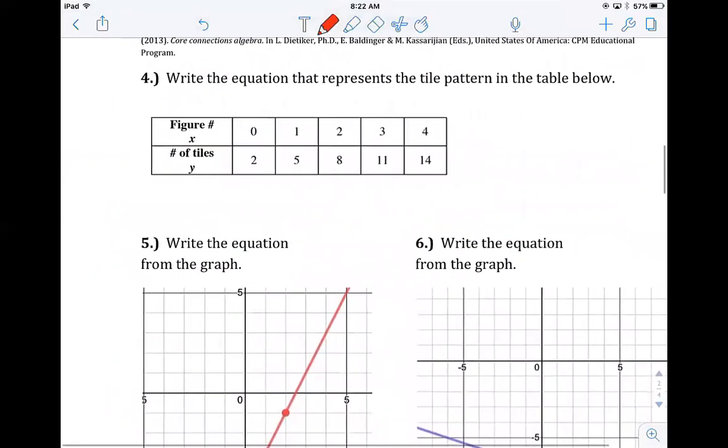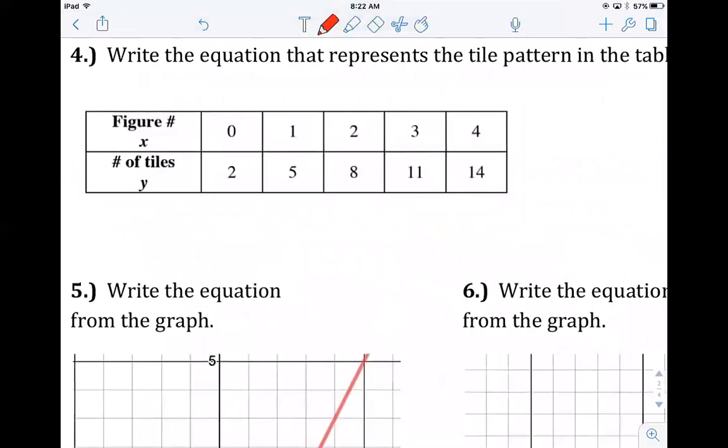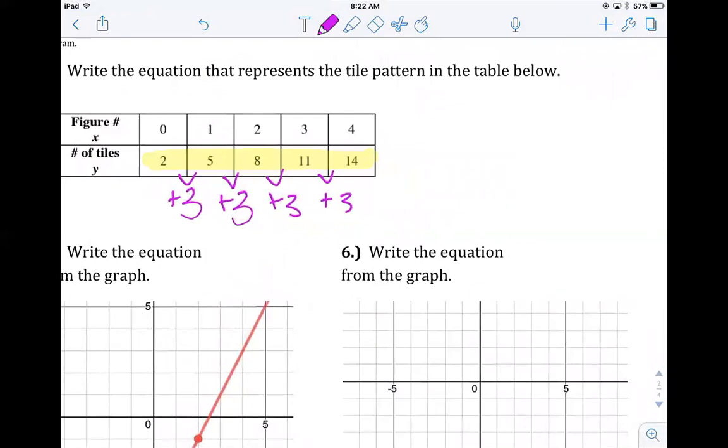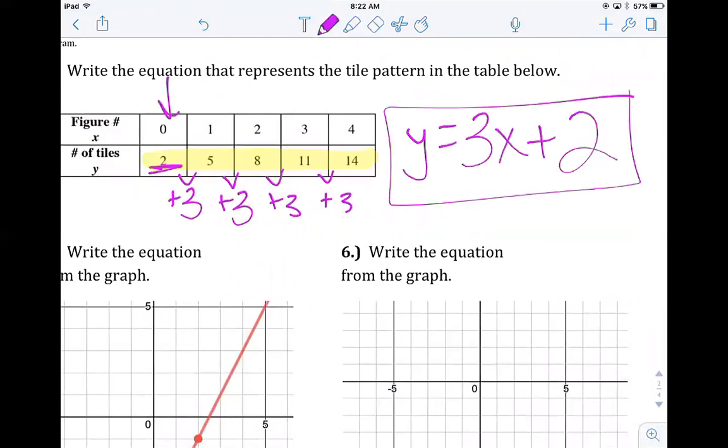For number 4, same idea. We have our X, we have our Y. We're going to focus on our Y values first. We want to see how it is increasing each time. From 2 to 5, we're adding 3, 5 to 8, 3. So you can see that we're adding 3 each time. So we will start our equation, Y equals 3X plus, and then we want to find our Y-intercept. Again, looking when X is 0, we can identify that number as 2. So our equation is Y equals 3X plus 2.